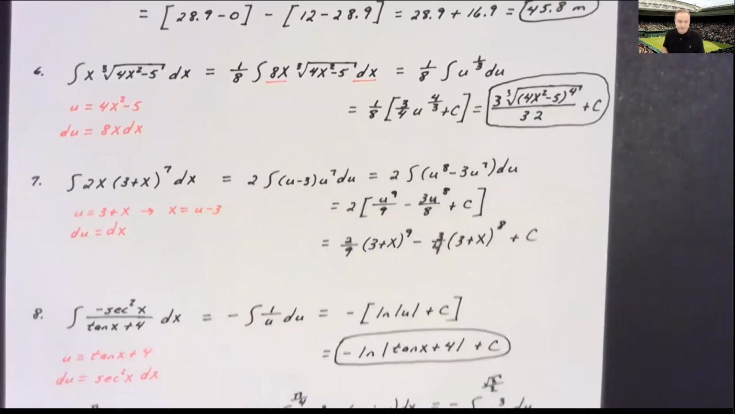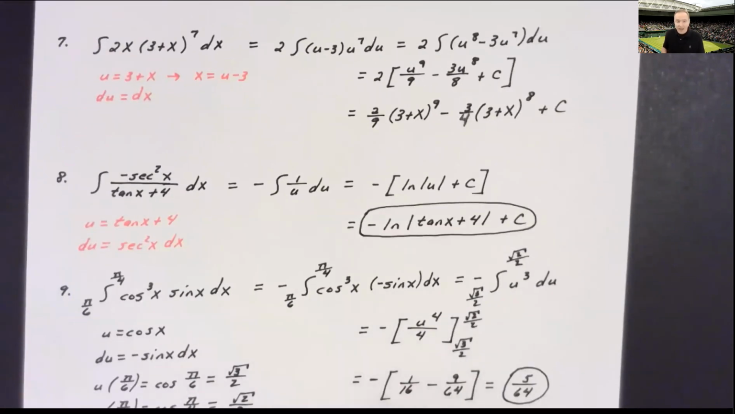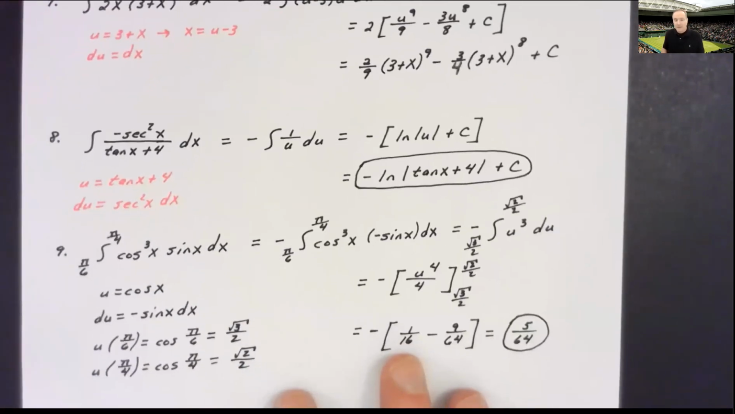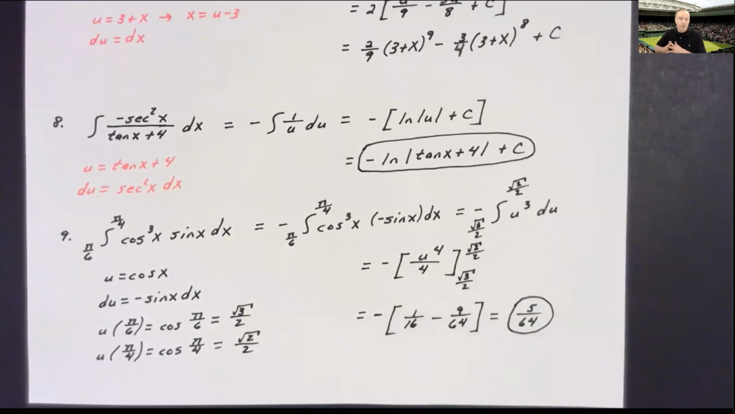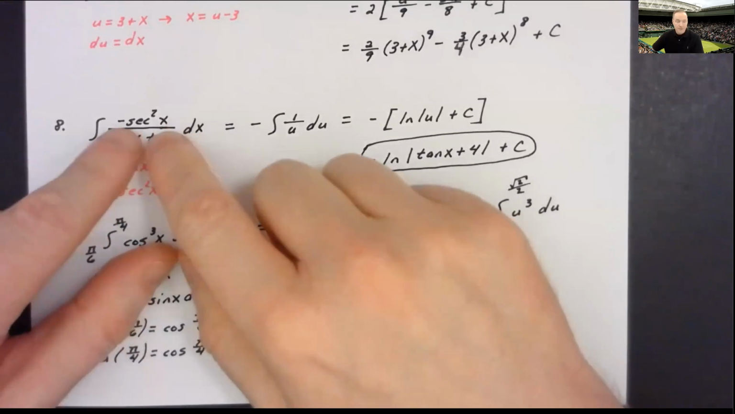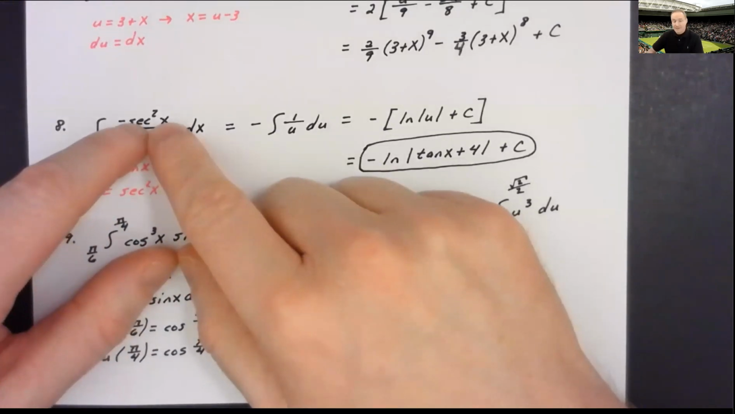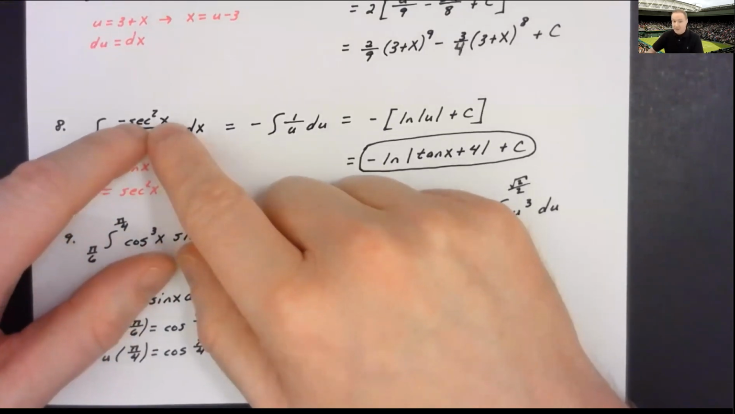Number 8 here. This one, slightly trickier. I could see a student saying, well, I'm not sure what to call u here, because you said typically you let u be what's inside something, inside of a function. Well, there's two terms here. You could think of the secant being inside of the group squared. That'd be a terrible choice for u, though. And you think, well, why?